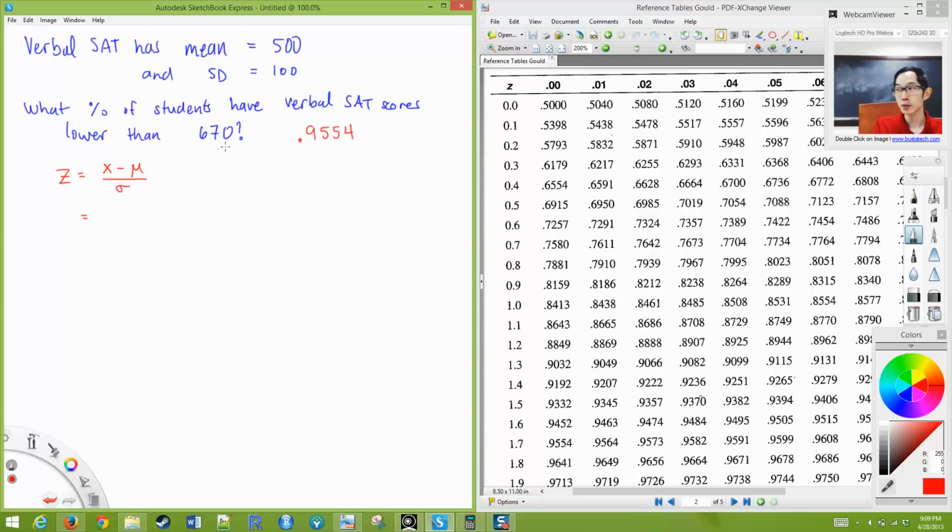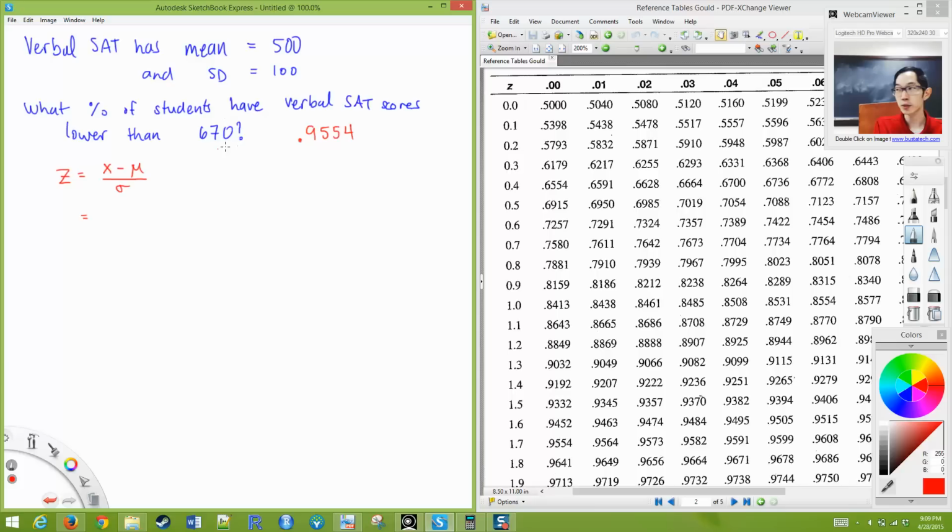So I go to the table and I look up z equal to 1.7. The table says that the area to the left of 1.7 is 0.9554. Is that the answer that I'm looking for? Yes, this is the answer.